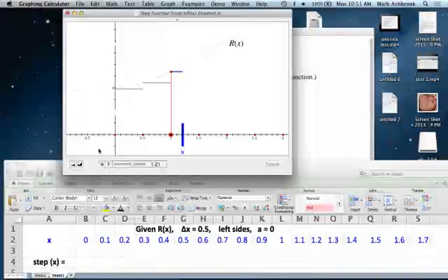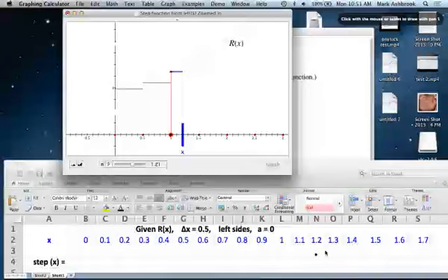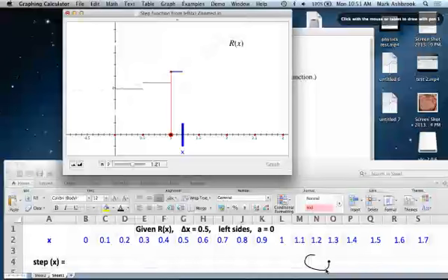So the question is, what is this right here? What is that value right there? Step x. We're doing this based on the left side, just like the picture. So see how the picture's left? Just want to make sure. Yeah, left side. So here's the setup. Let's see. How about Brian? What do you think? What is step of 1.2?